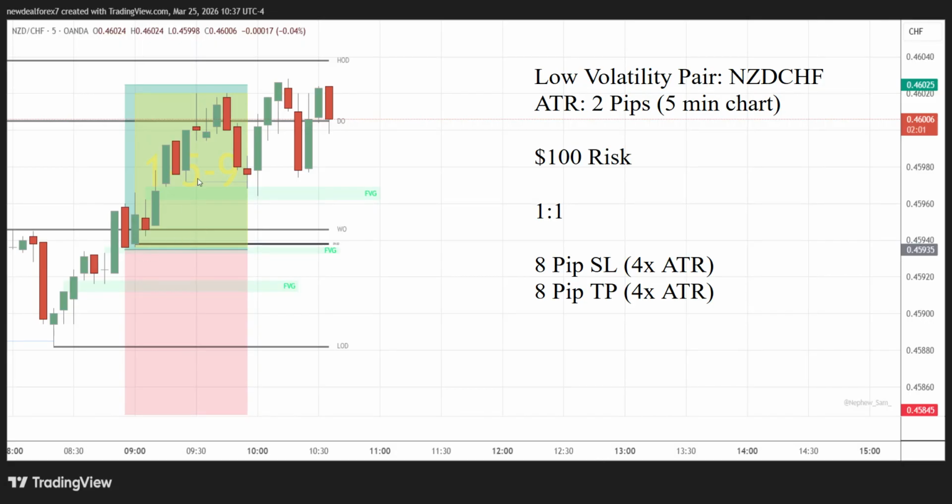So you take your entry, and you would have been out in fairly short amount of time because you did catch a good candle 3 and it just trended up and it moved 8 pips, right? So this could have been $100 in your pocket, done deal. Okay, fairly easily, right? On a low volatility pair.